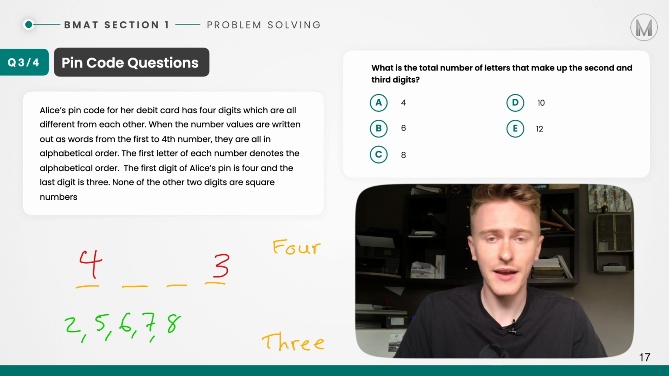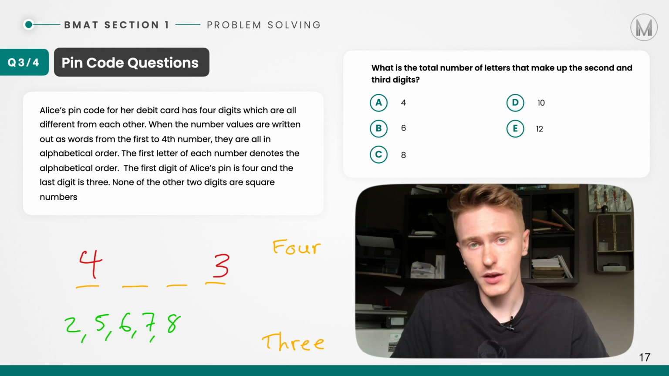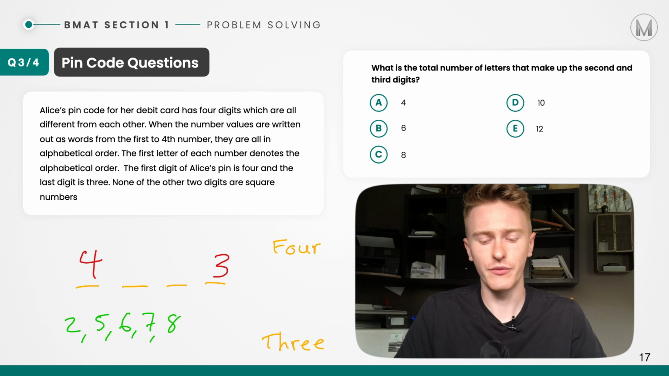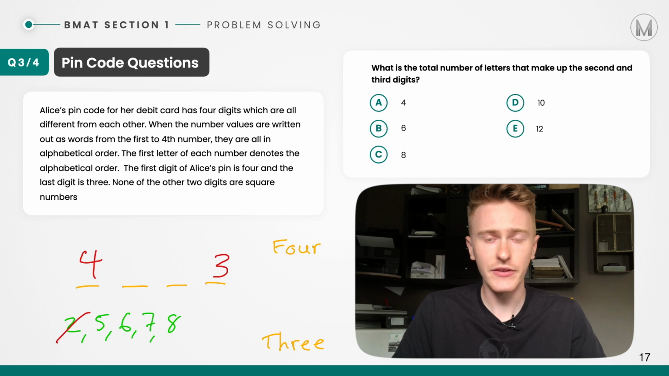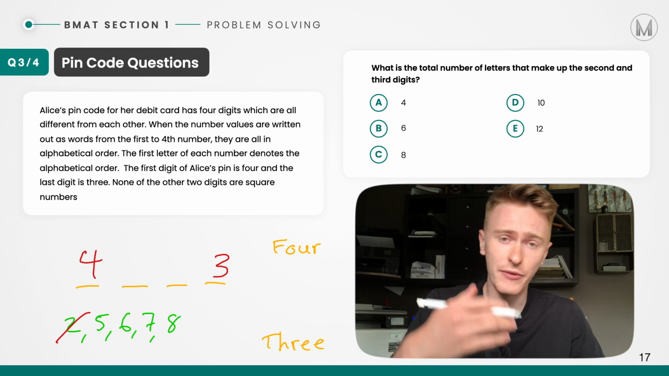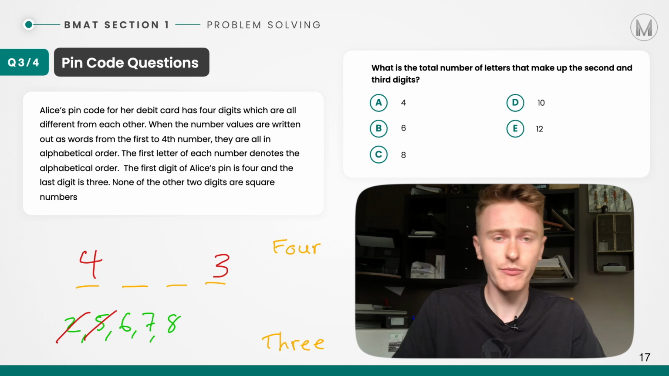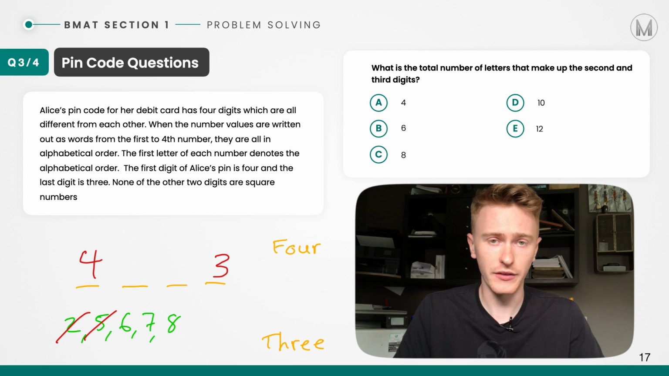To help us work that out, we now need to consider what they are like as words. Now 2 is T, W, O. That falls after 3 in the alphabet if you write it out as a word, so we can cross off 2. Likewise, 5 is spelled F-I-V-E. That should appear before 4. So actually, we can cross off 5 because we know that 4 is the first number. 6, 7, and 8 we're left with. Now 8 starts with an E, so obviously E falls before the F in 4. So actually we can cross out 8 because we know that this code starts with 4. So we're left with 6 and 7.